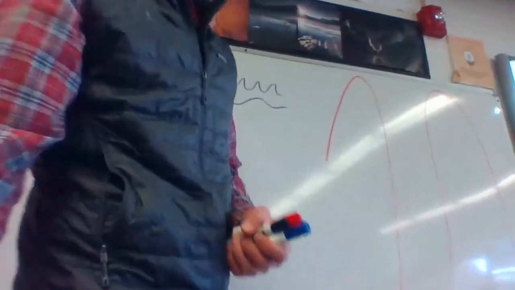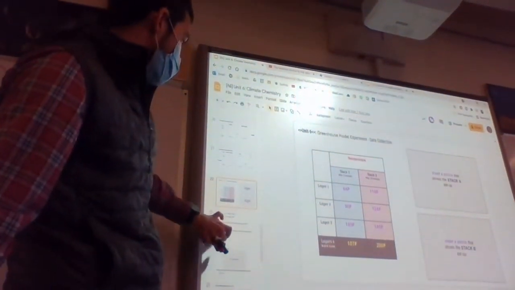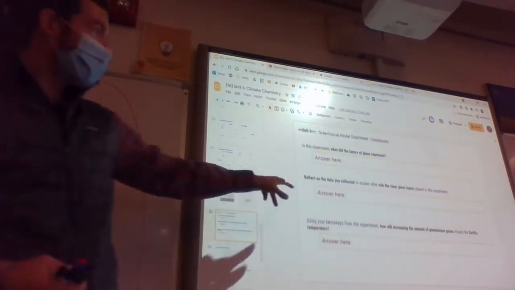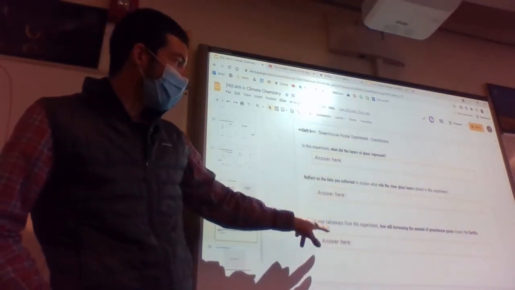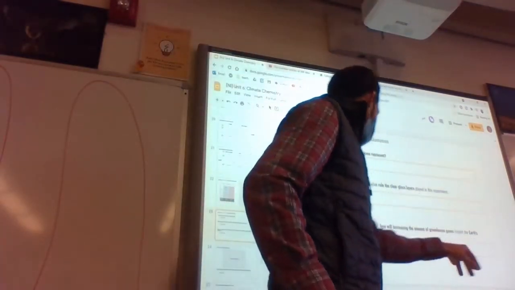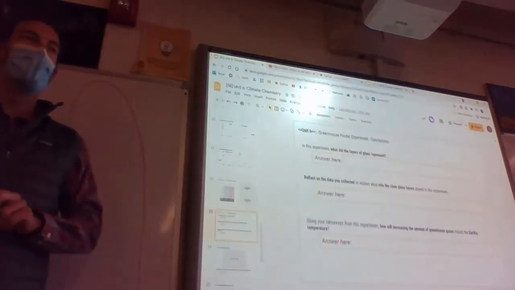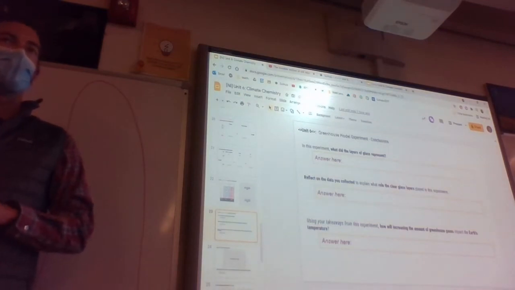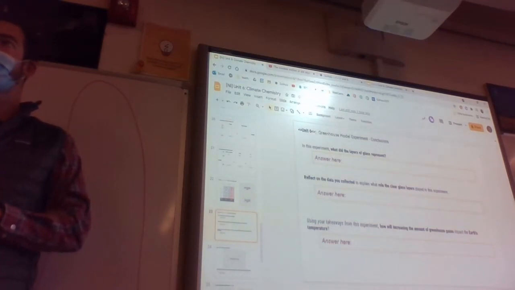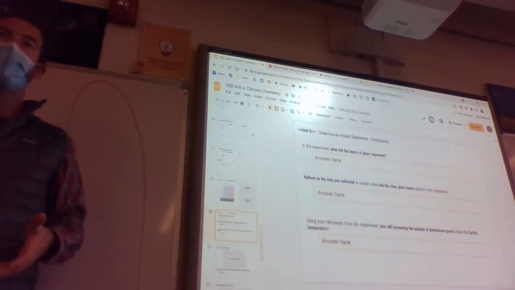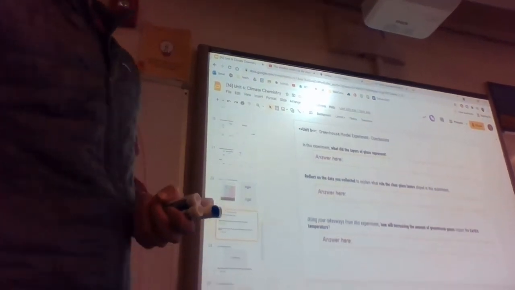So the final conclusion question in our slides: using the takeaways from our experiment, we know that the clear glass trapped the heat. So if we're talking about the clear glass being like greenhouse gases, how will increasing the amount of greenhouse gases impact Earth's temperature? What would happen if we have more greenhouse gases? What do you think, Edison? It will get hotter.